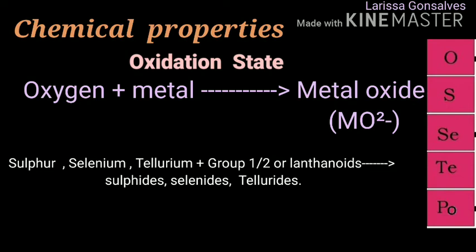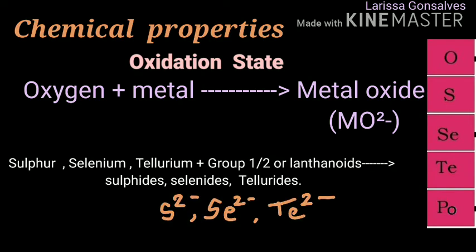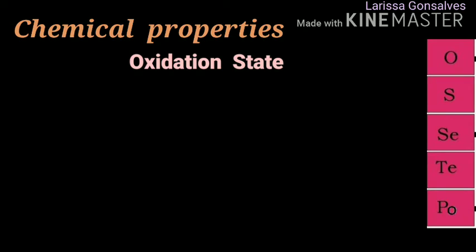These compounds formed here can be denoted as S2-, Se2- and Te2-. So their oxidation state will be -2. So these were the examples of group 16 elements wherein they accept electrons and get that negative oxidation state.